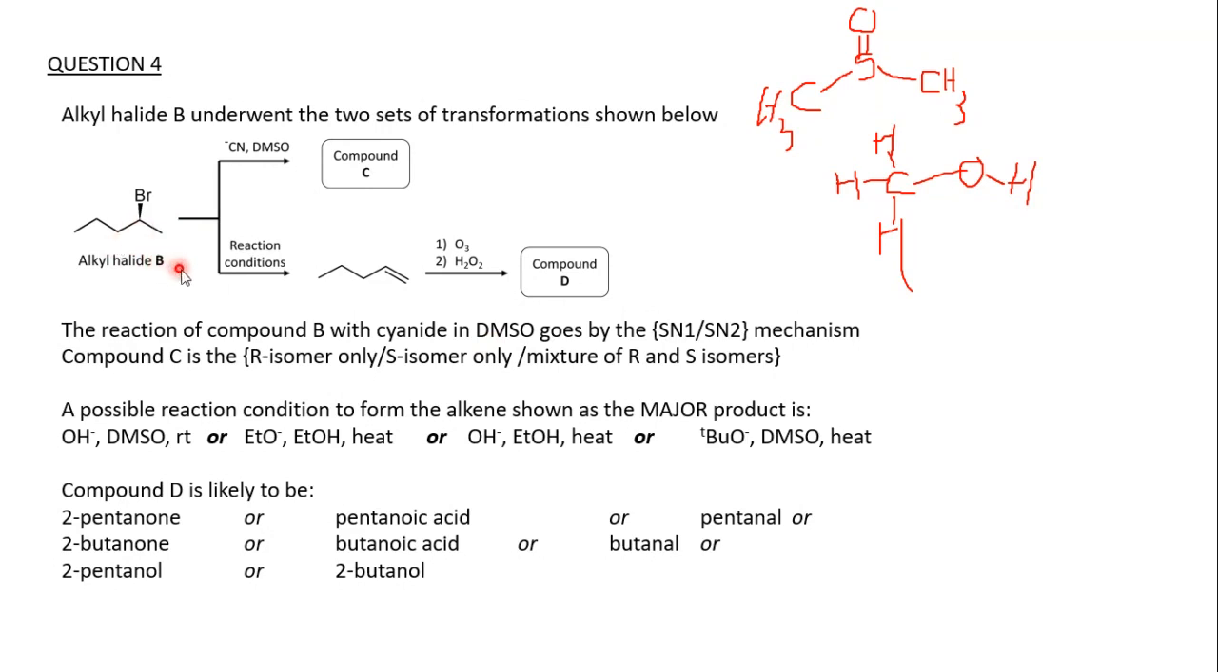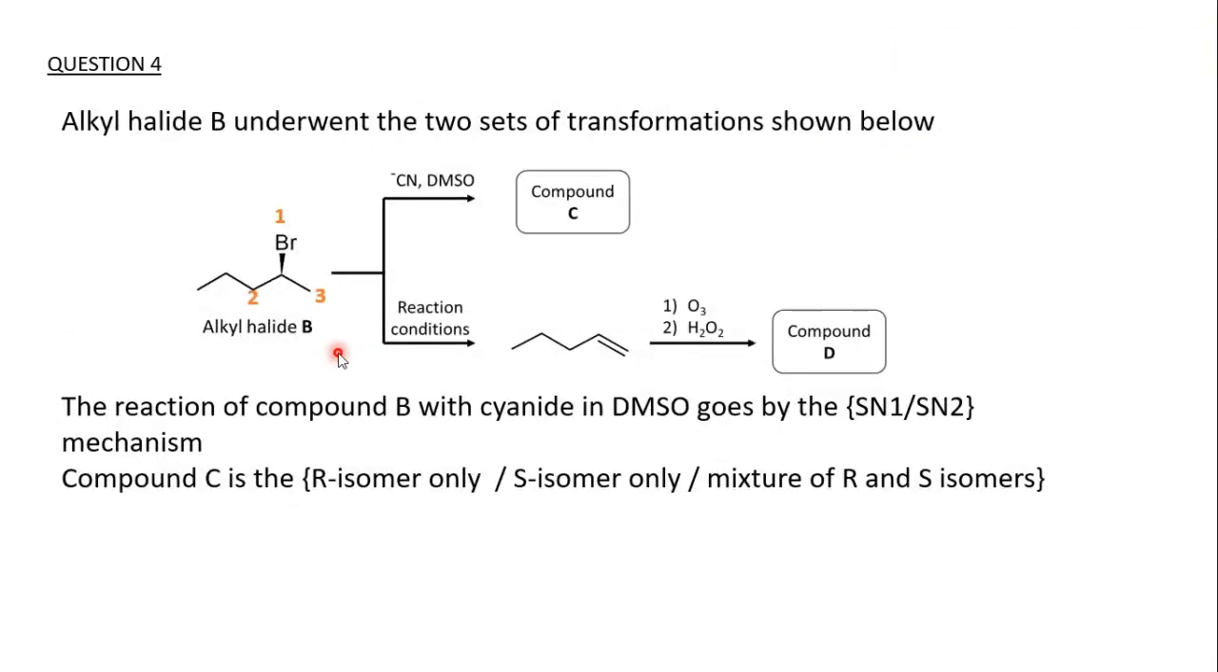Because this is a secondary alkyl halide, it could go either way. Which one are we expecting it to go by? SN2. It's going to be an SN2 mechanism. Right. So it's going to be an SN2 mechanism, and then it asks about compound C.